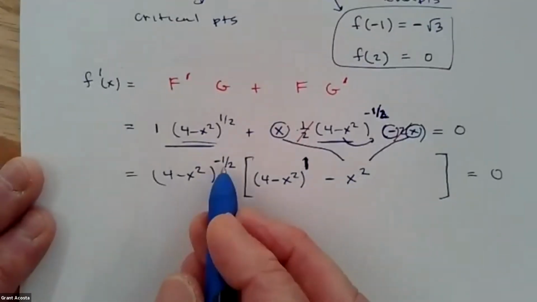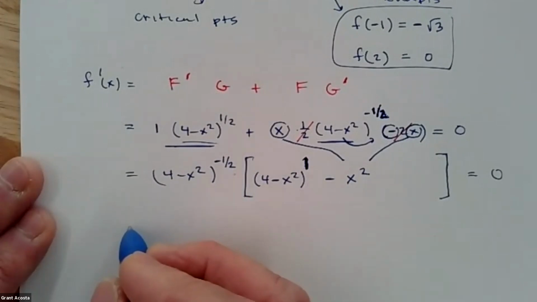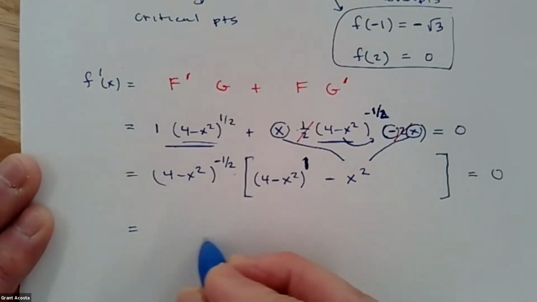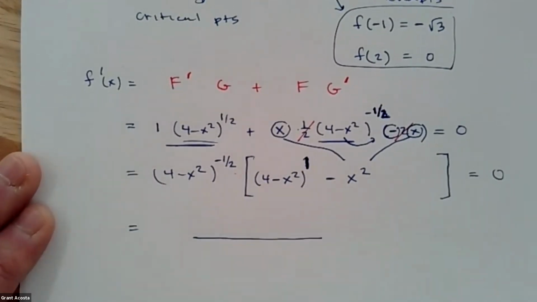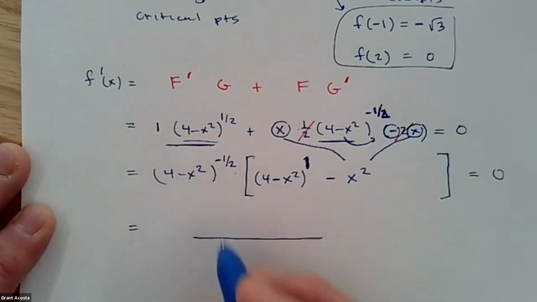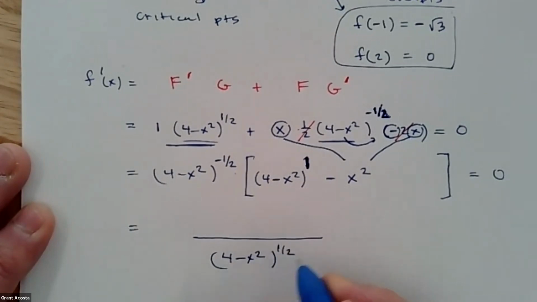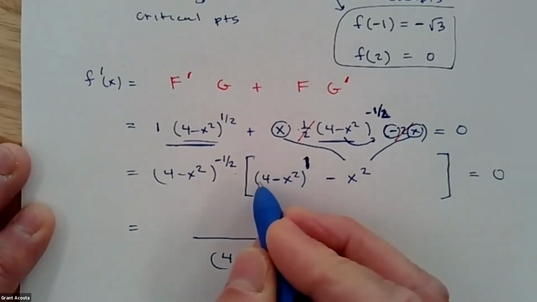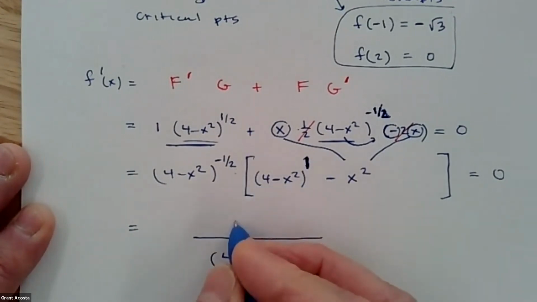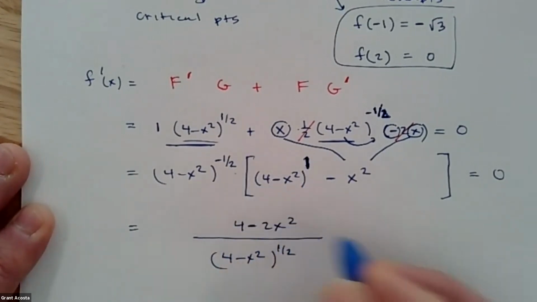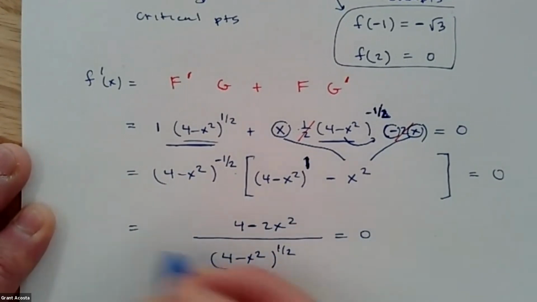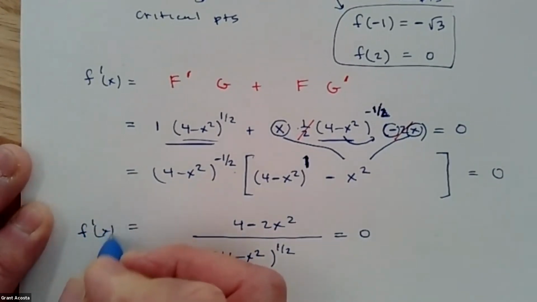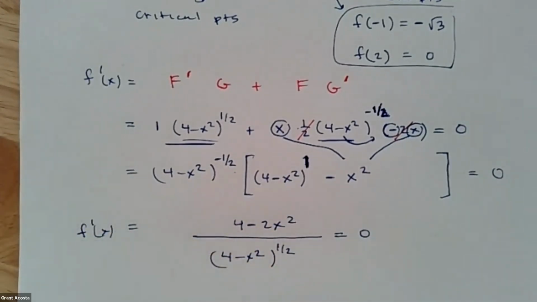Now that I've taken this out to the negative 1/2 and it's multiplied, where can a power go if it's to a negative power? Where can it now go? I'm going to bring that down here, 4 minus x squared to the positive 1/2. And whenever anything's to the first power, you don't even really need parentheses. This is just 4 minus x squared minus x squared. It's 4 minus 2x squared. This is my derivative. And what I want to do is figure out where this is equal to 0.